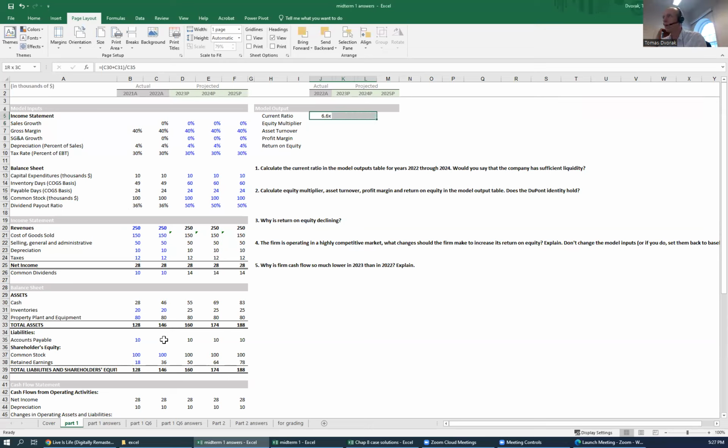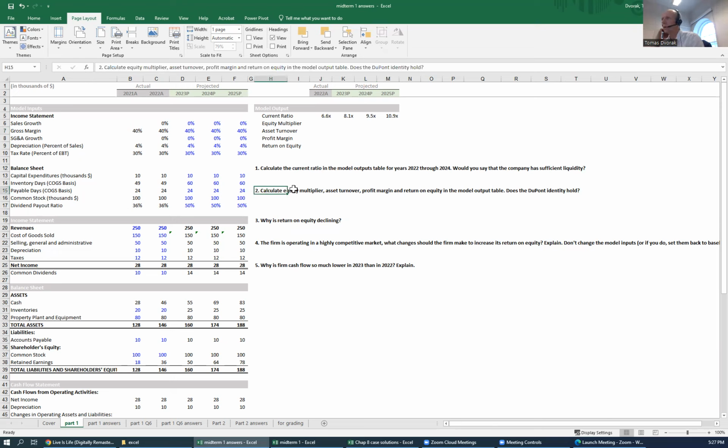So we can all leave that there. It's already formatted as multiple, so that's fine. Sure, we can control write this, the current ratio of 6 and actually increasing to 10. Yes, this company has sufficient liquidity, and actually its liquidity position is improving.